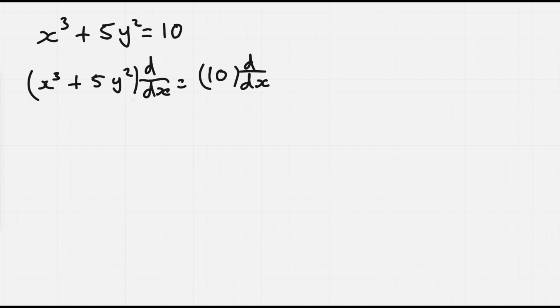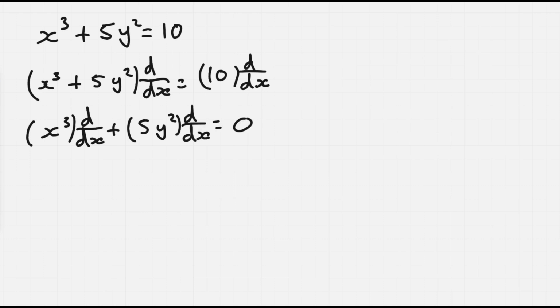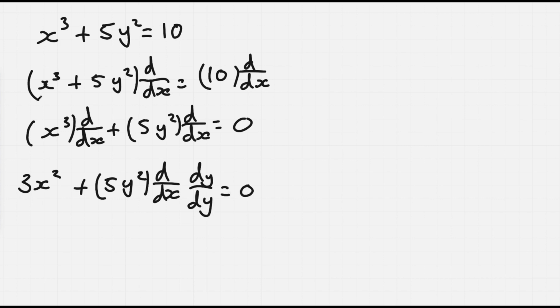Now remember, if I have two functions added together, it's like differentiating them each separately. So I have x cubed d dx plus 5y squared d dx. That's going to be equal, we can just evaluate it, to 0. If we differentiate a constant, it's just 0. Now this becomes 3x squared plus, now I'm going to have 5y squared d dx multiplied by dy dy. I showed last time that this was just 1.